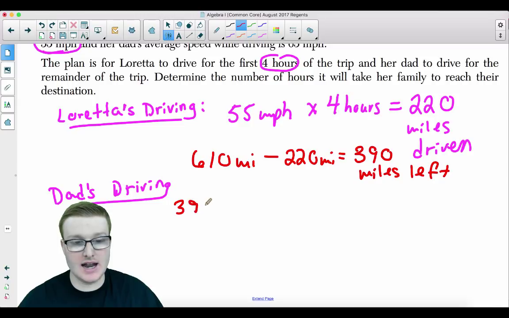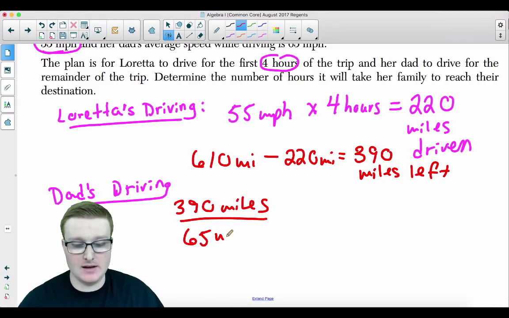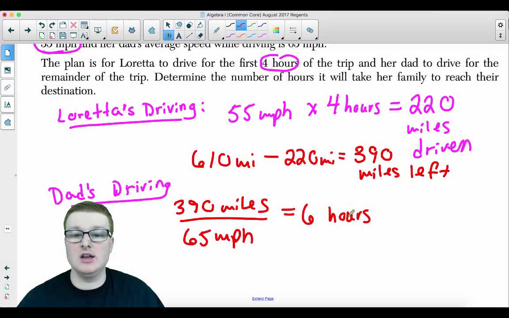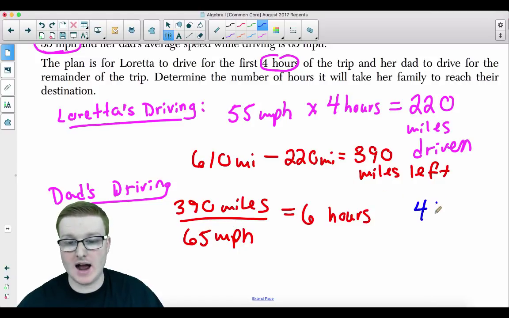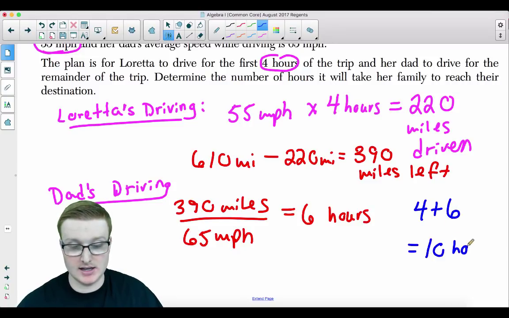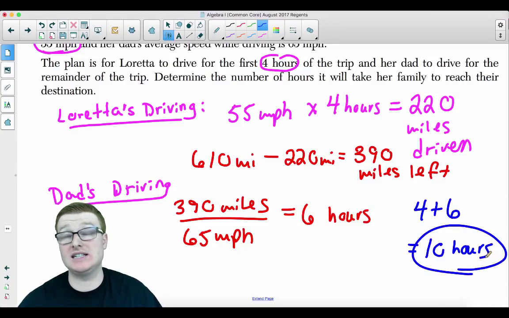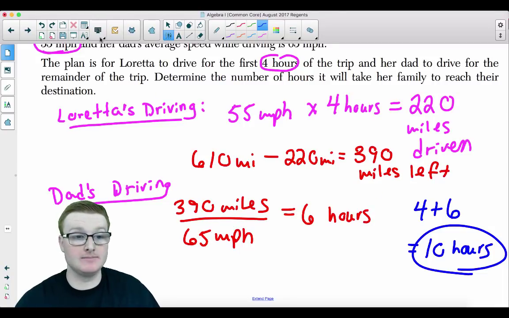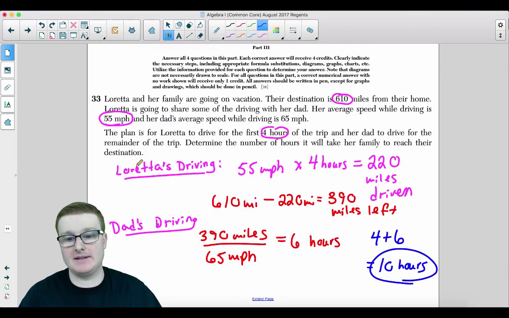So we just take 390 miles and divide it by the 65 miles per hour, and we get 6 hours. So the number of hours that it will take for their family to reach their destination is 4 hours, which is given to us, plus the 6 hours driven by her dad. Your answer is 10 hours. It takes 10 hours for them to drive. So that is the original plan. It will take the trip 10 hours to get there.